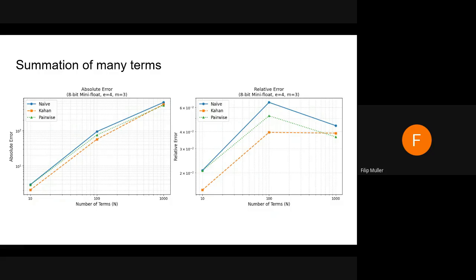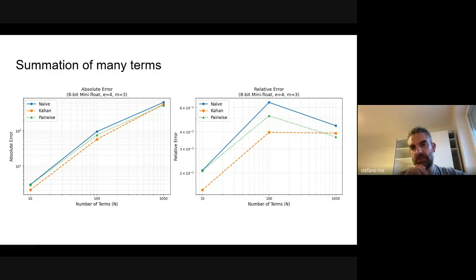So actually when n is 10, the pairwise is pretty much the same as the naive. You can see in the bottom left of the graph. But then as n increases to 1,000, pairwise is actually the best in the end. It's even slightly better than Kahan. But for the smaller number of terms, Kahan is best. But we can see that even Kahan is not that good, because the precision is still small for the amount of bits that we have.